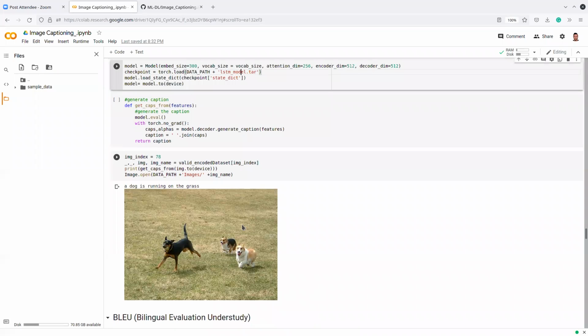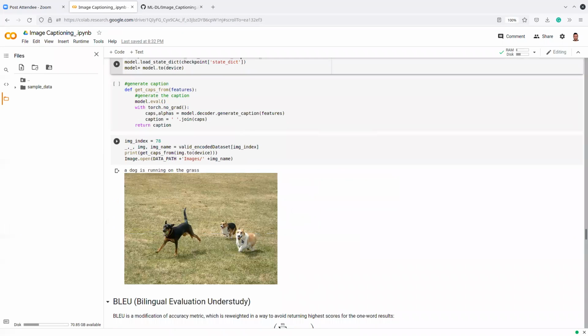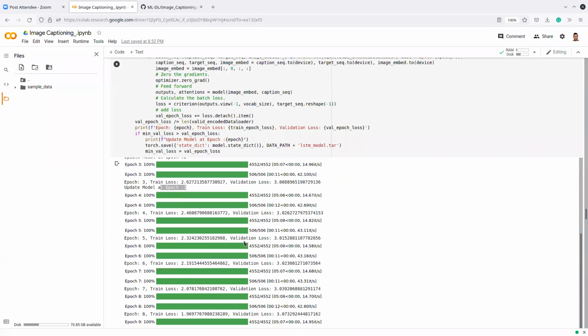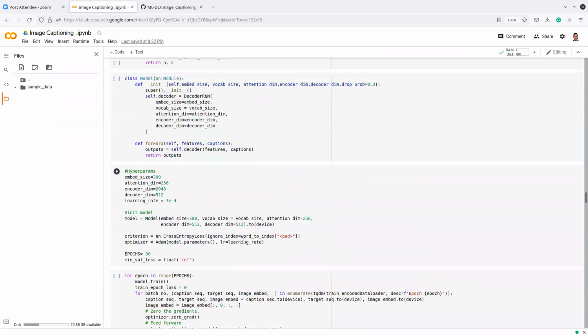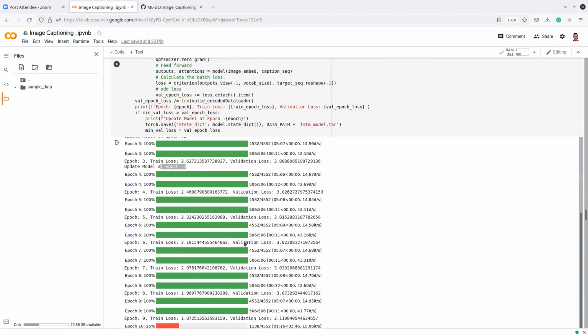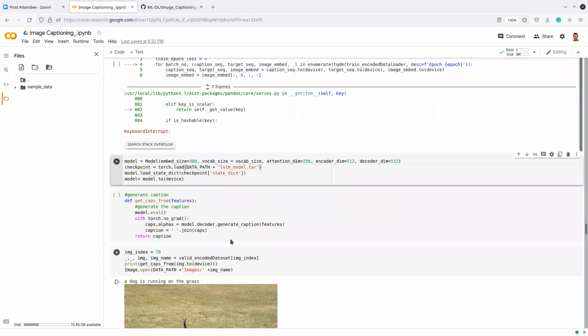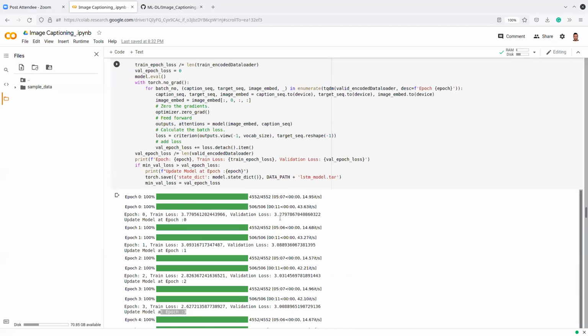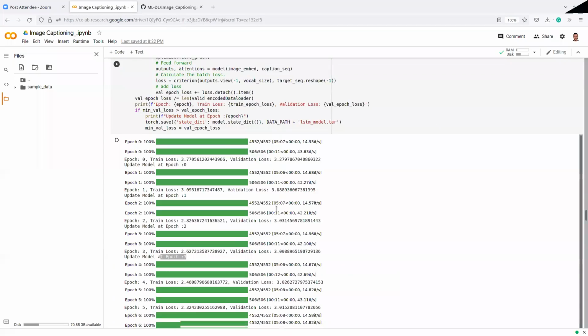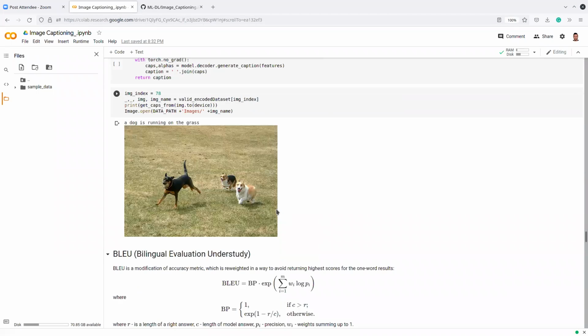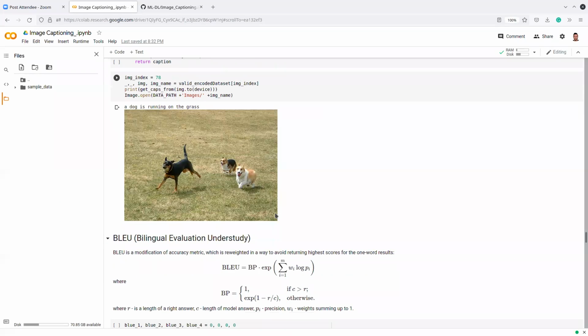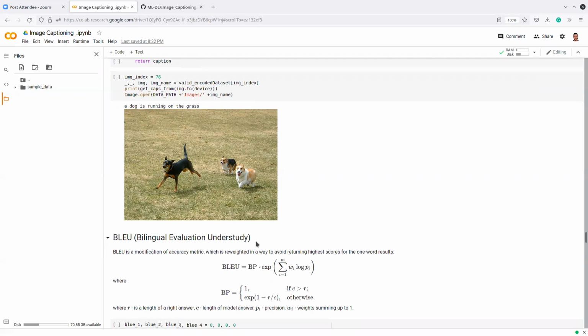Of course, the model isn't good enough because of the size of the model and the size of the data set. I think if we want to improve the accuracy, we need to increase the dimension of the model, and we might need to use a better encoder like ResNet 50 or 102, I think.